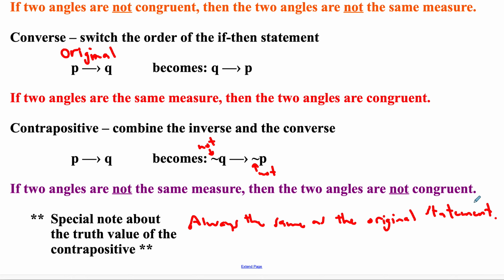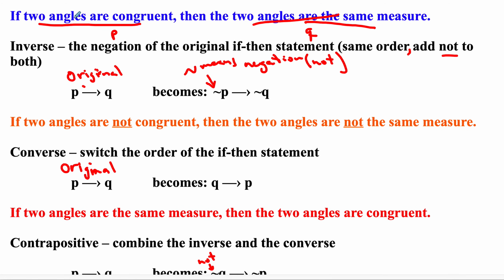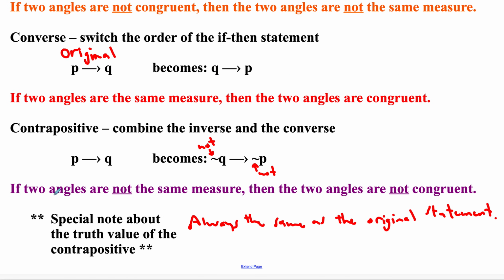Now, just as an example, this is a pretty simplistic one, but if two angles are congruent, then the two angles have the same measure is a true statement. That is what, by definition, congruent means, right? And then if two angles are not the same measure, then the two angles are not congruent is also true. Now, just by looking at it, you can figure that out, but even if you did not feel like thinking about it too much, you can always assume that the contrapositive, when properly written, always has the same truth value.